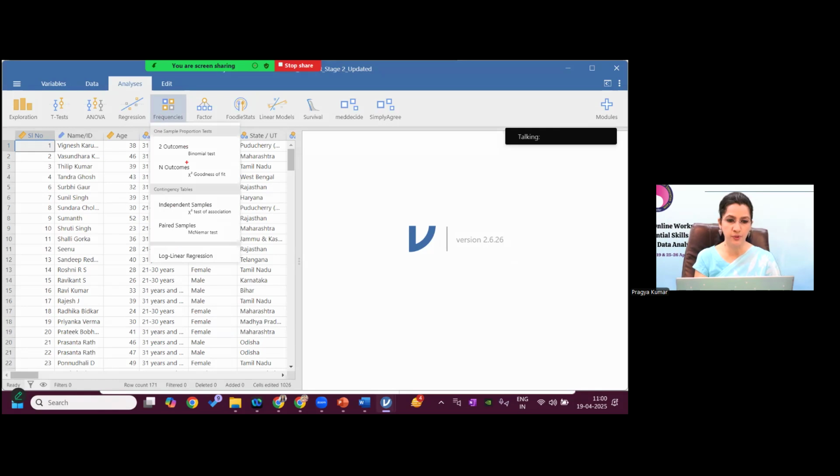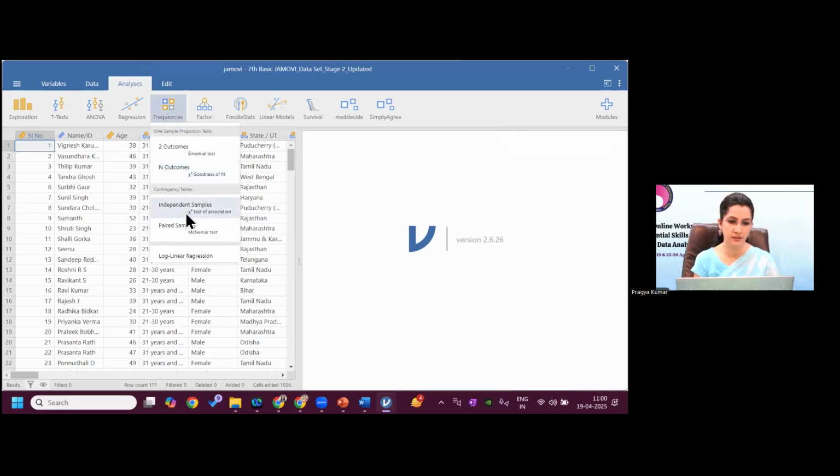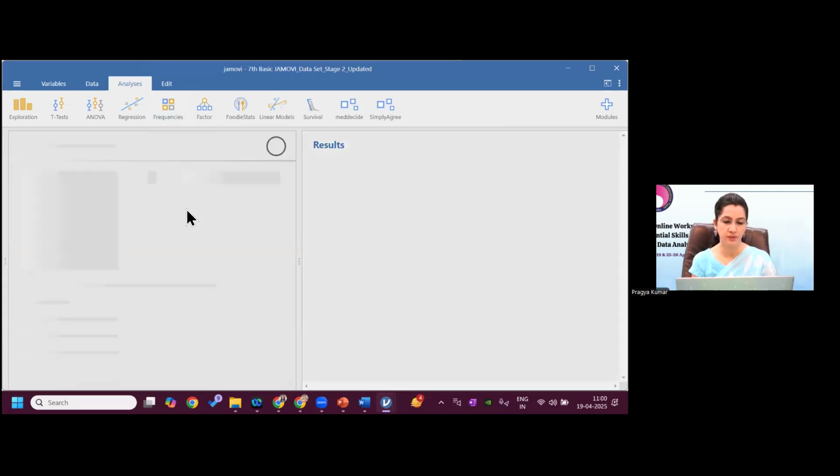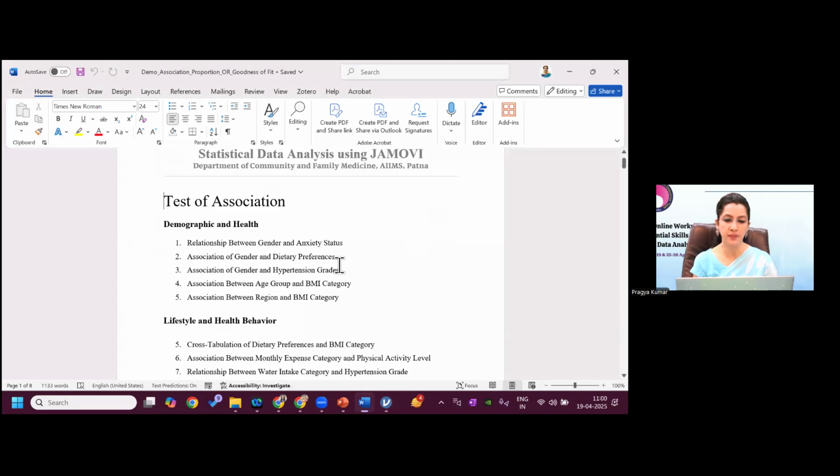I'm demonstrating this contingency table for independent samples, that is the chi-square test of association. So click that. Now see the question. With gender, I have to see anxiety, dietary preference, hypertension. So let's see gender and anxiety status.